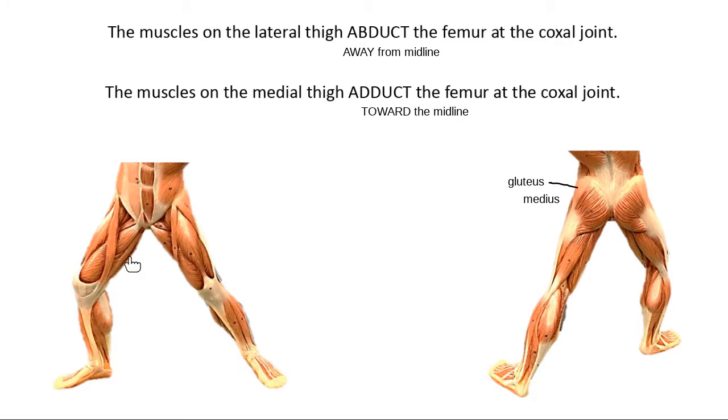So if you live in the middle, you pull the thigh toward the middle. If you live on the outside, you pull the thigh toward the outside. See how it would help us to just memorize the rules? If we know the rules and we know where these muscles live, we don't have to memorize their particular actions. We know who lives where, and we know what the muscles that live in those places do.